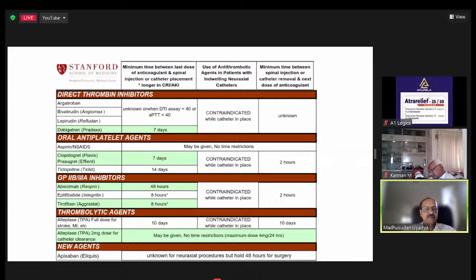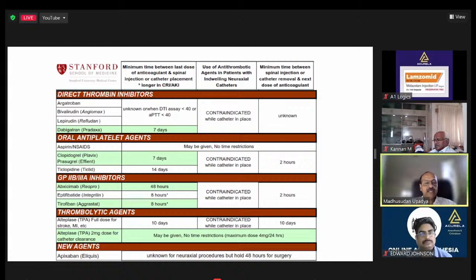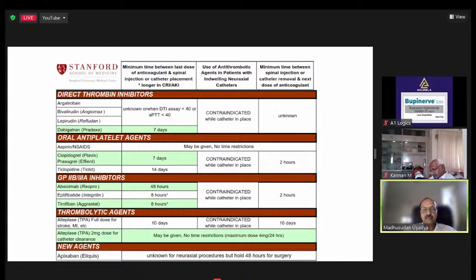GP2B3A inhibitors. For abciximab, you have to wait for 48 hours, and eptifibatide, you have to wait for 8 hours, and tirofiban 8 hours. It's contraindicated to start these drugs when the catheter is in situ, and you can restart them 2 hours after the catheter is removed or when the surgery gets over.